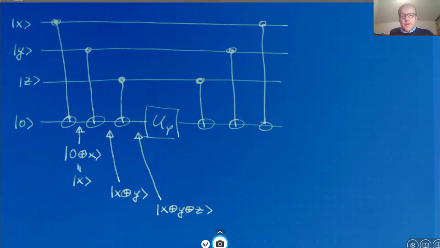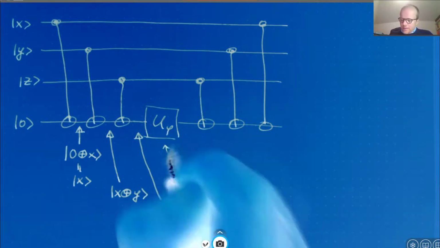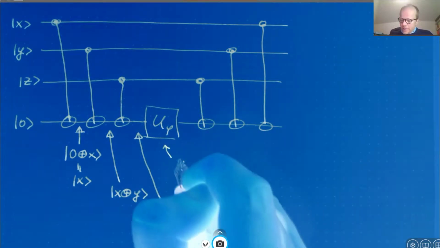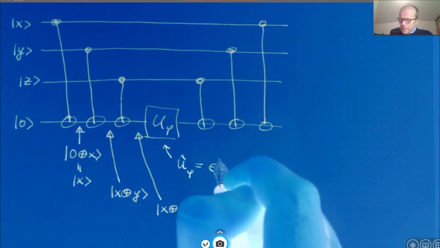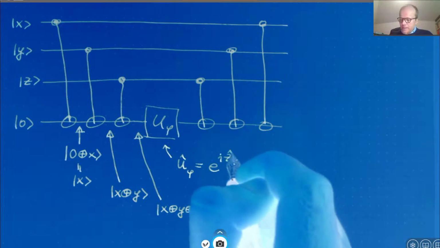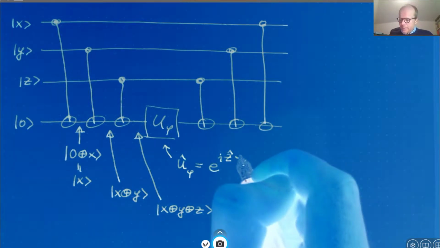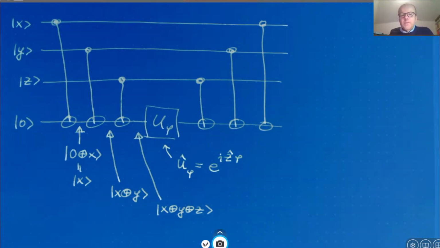The rotation about the z-axis that follows, by an angle phi, affects the unitary transformation, which can also be written as e to the I Pauli z phi. So this is the unitary transformation that is effected by this single qubit gate.